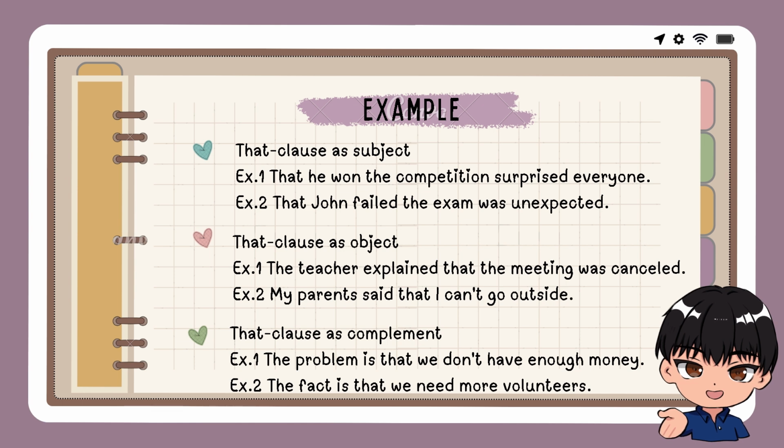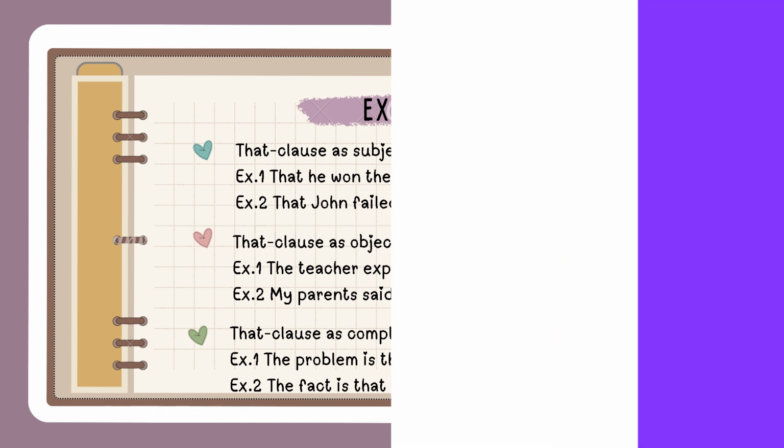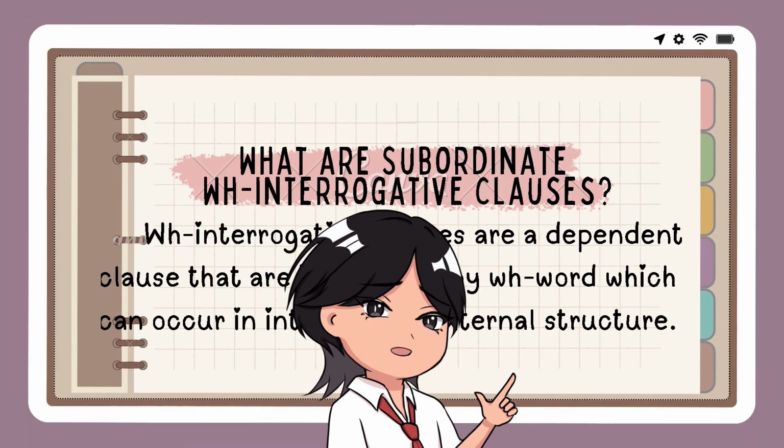That clause as complement. Example number 1. The problem is that we don't have enough money. That we don't have enough money, functioning as complement, linked by the linking verb is. Example number 2. The fact is that we need more volunteers. That we need more volunteers, functioning as complement linked by the linking verb is. Now, let's move on to the next section. Alright, let's move on to the next one.